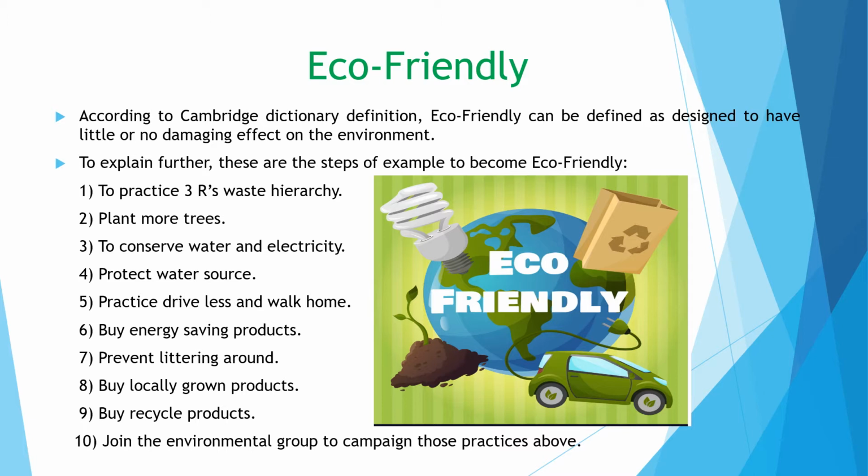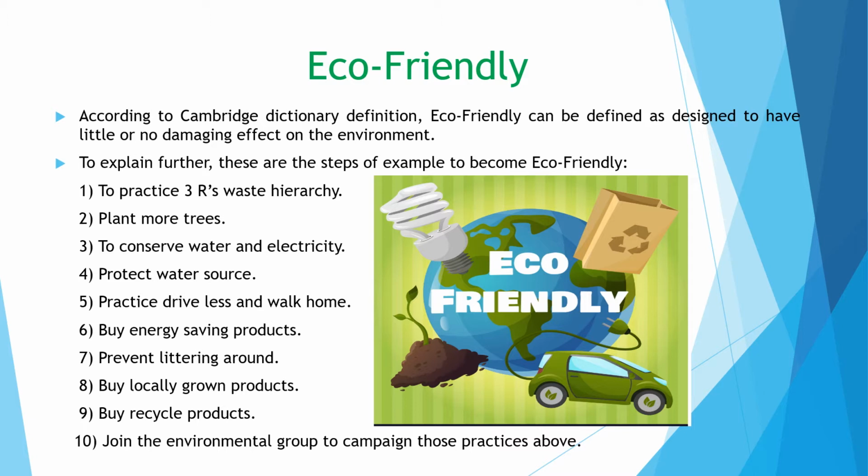Number seven, prevent littering around. This is to prevent the compound, the garden to be dirty. So we always keep clean and tidy. Number eight, buy locally grown products. We buy locally grown products like vegetables. Normally imported vegetables will be packed with plastics. So a lot of plastic waste. So we buy local grown products.